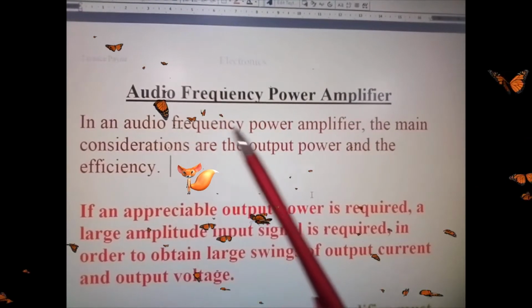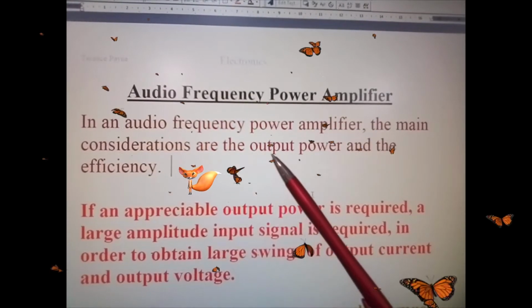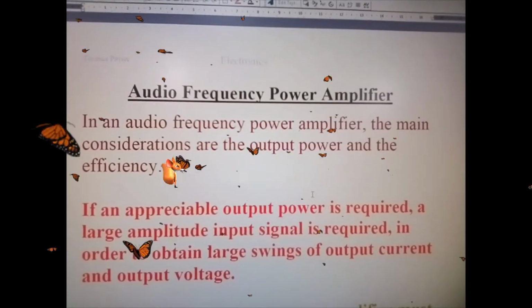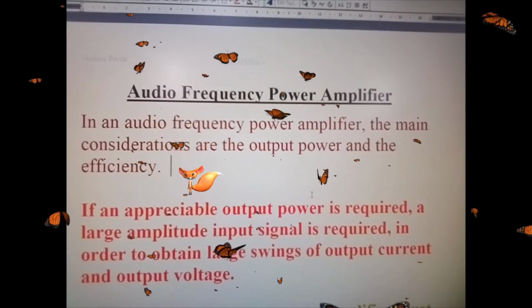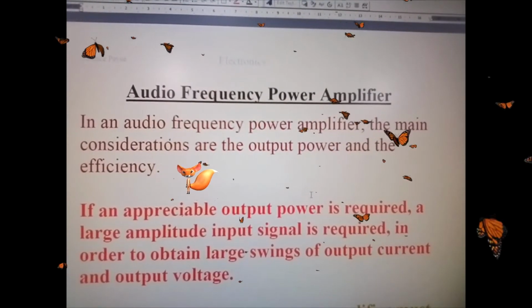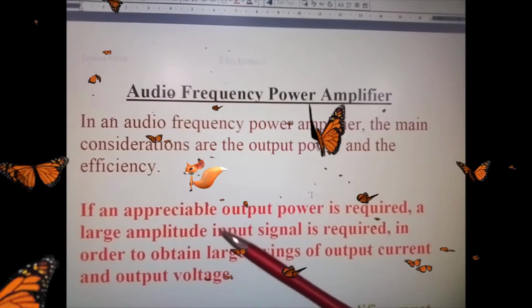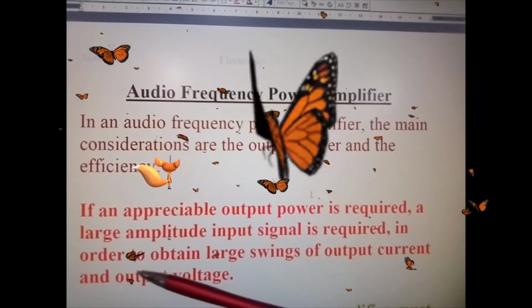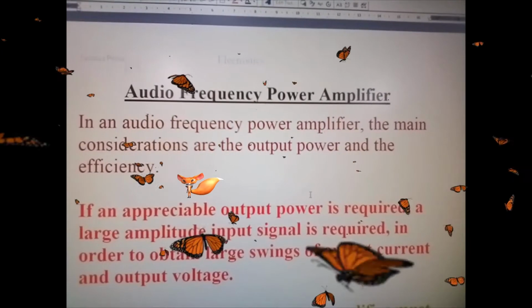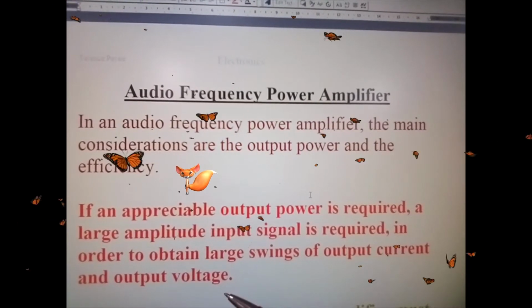Now, in an audio frequency power amplifier, the main considerations are the output power and the efficiency. So you need to look at making your amplifier as efficient as possible. There will always be some losses, but the idea here is to minimize the losses. Now, if an appreciable output power is required, a large amplitude input signal is required in order to obtain large swings of output current and output voltage.